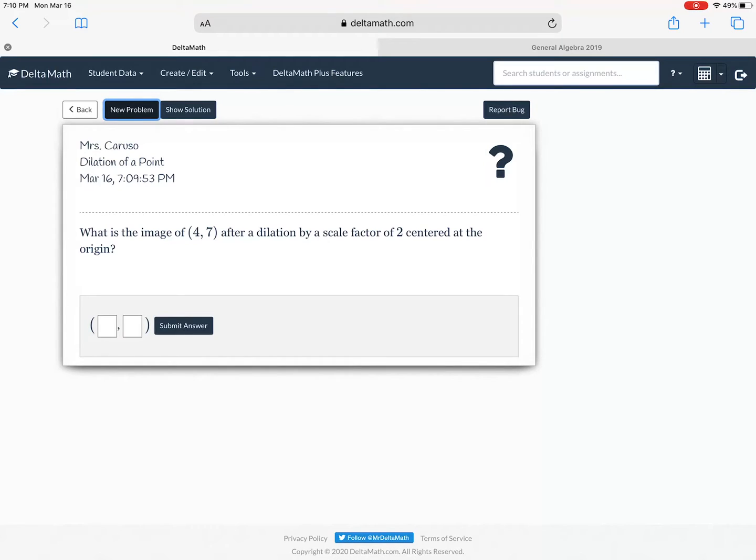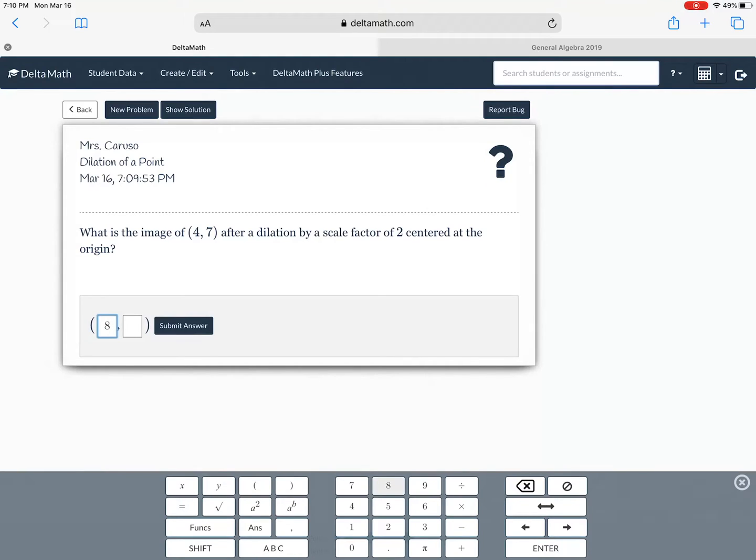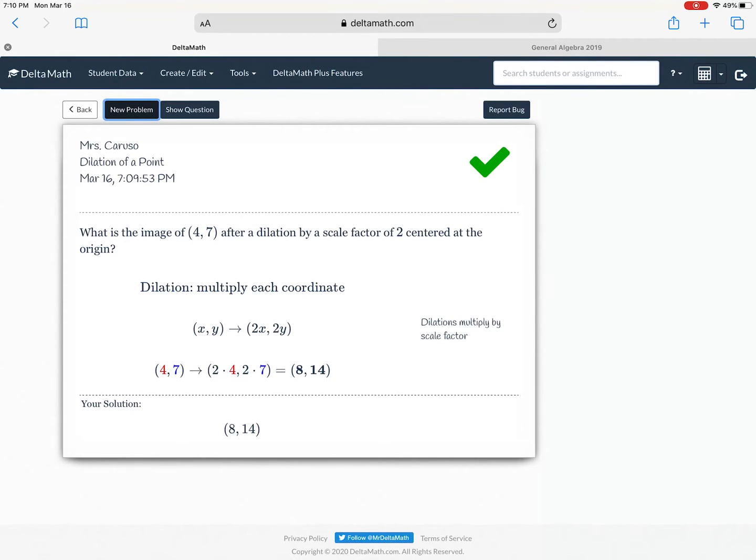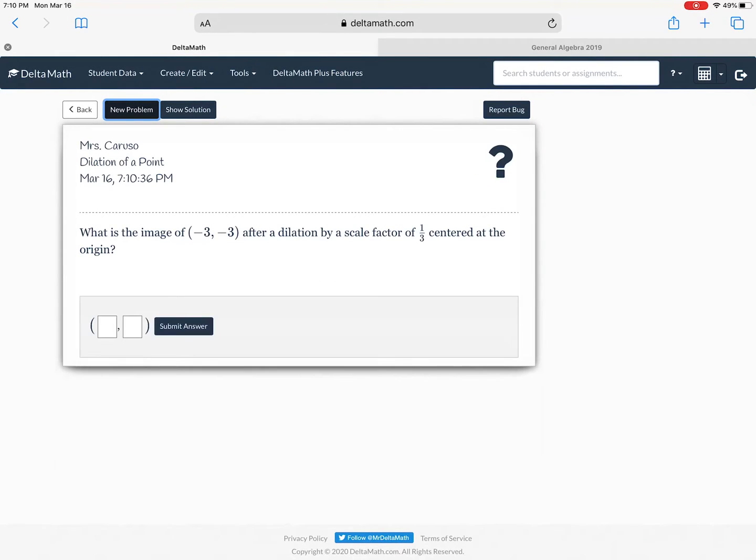I'm sorry, times. Why am I dividing? They weren't giving me a fraction. Scale factor of 2, it's not a fraction. So we're not dividing, we're timesing. 4 times 2 is 8. I'm a silly goose. 7 times 2 is 14. Submit answer. Of course, we're not dividing. We got to pay attention to that next time.